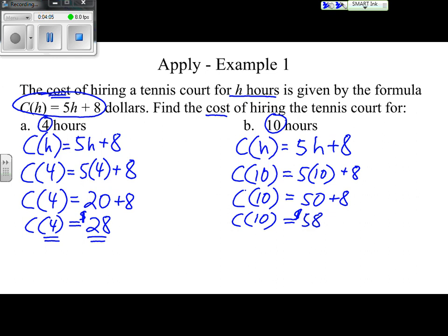Now, what's the common mistake that people are going to make? They are going to just leave c of h, and so they'll have a final answer of c of h equals $58, which defeats the whole point of function notation, because it's not telling you what the input is, plus it's not even mathematically accurate. C of h does not equal 58. C of h is the original function, 5h plus 8. So don't do that. Make sure that we are inputting so that when we get to the end, we can see what both our input and our output was.